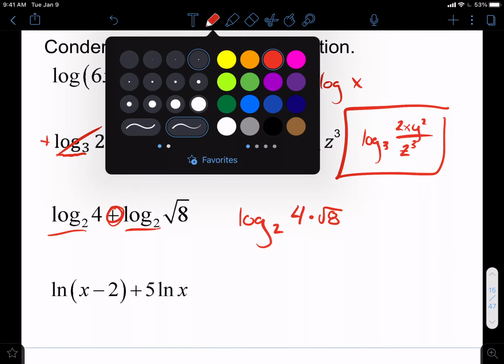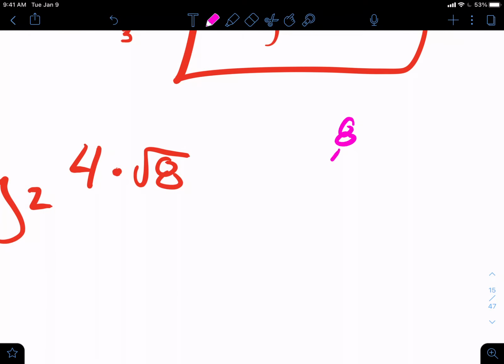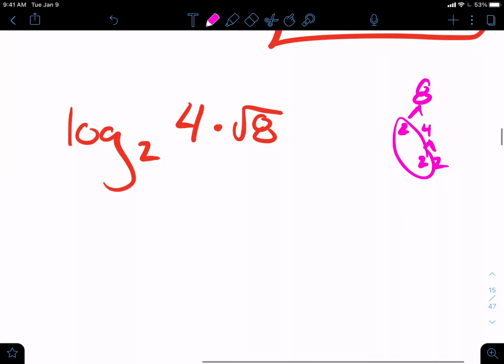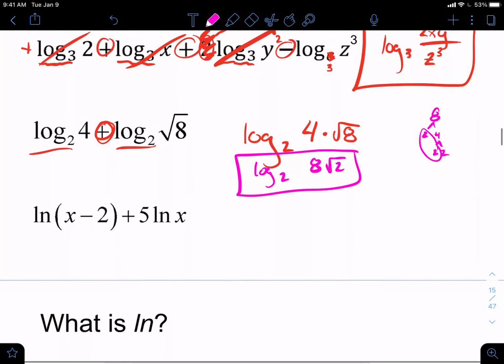Now, officially, you could probably make this a little bit nicer by simplifying the square root of 8, because 8, of course, is 2 and 4, which is 2 and 2. So I can pull out a pair of 2's, which will make this into 2 times 4, gives us 8 square roots of 2. And that's just part of going through and simplifying as much as possible. So log base 2 of 8 roots of 2.